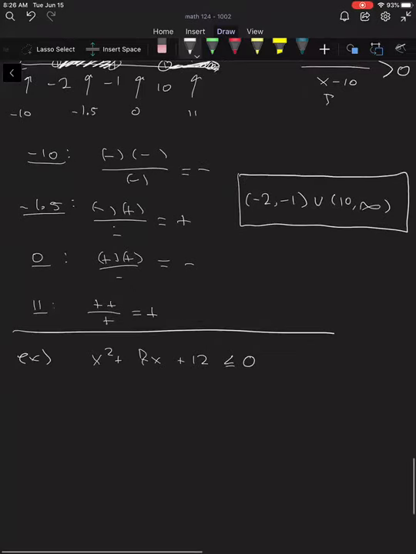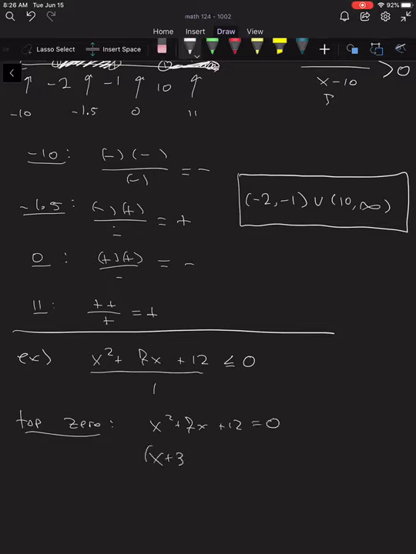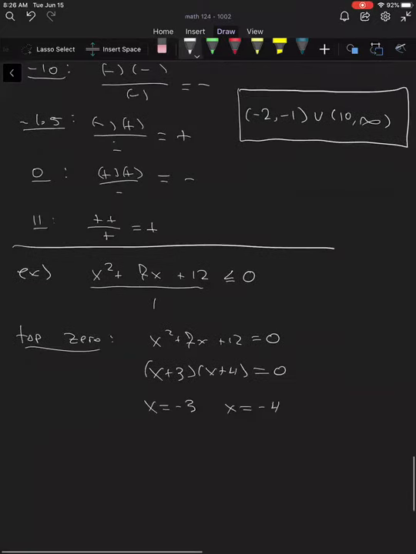Remember that the first thing we always do is find the top zeros and the bottom zeros, but this doesn't have a bottom. Well, the bottom is technically 1. So let's first find the top zeros. We have x squared plus 7x plus 12 equal to 0. Factoring this, we get x plus 3, x plus 4. So x is equal to minus 3, x is equal to minus 4. There are our top zeros, and the bottom is always equal to 1. No matter what, the bottom is never going to be 0, so there are no bottom zeros.